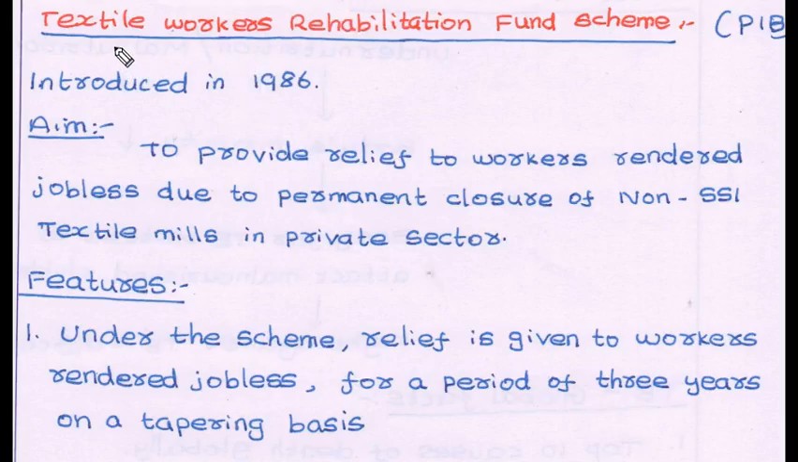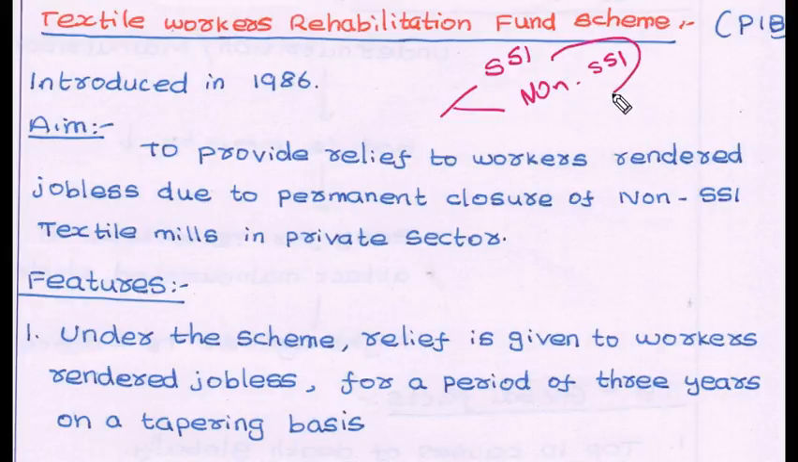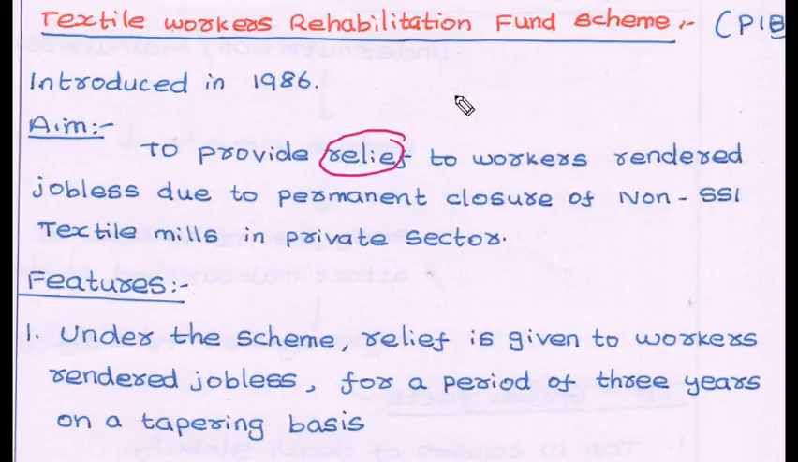First, we will see about Textile Workers Rehabilitation Fund Scheme. Government of India launched Textile Workers Rehabilitation Fund Scheme in the year 1986. Why did the government launch this scheme? In the textile mills, we can divide the mills into SSI mills and non-SSI mills. The workers who are working in the non-SSI textile mills, who became jobless, for them the government launched this fund scheme to provide relief.